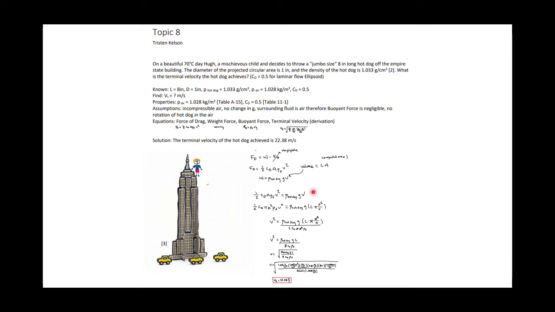We are able to plug in for the weight, and then we are able to plug in the volume equation. We are able to set these equal to each other and solve for the terminal velocity as shown, which can then be determined to be 22.38 meters per second. We're able to assume, again, that the buoyant force is negligible because the surrounding fluid is air.